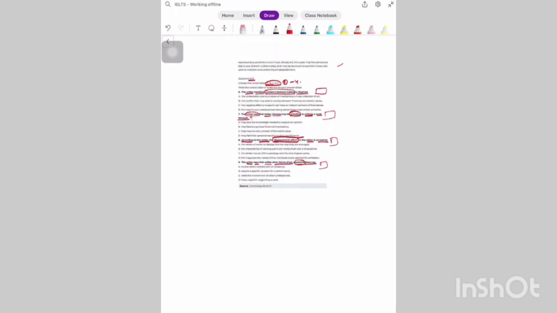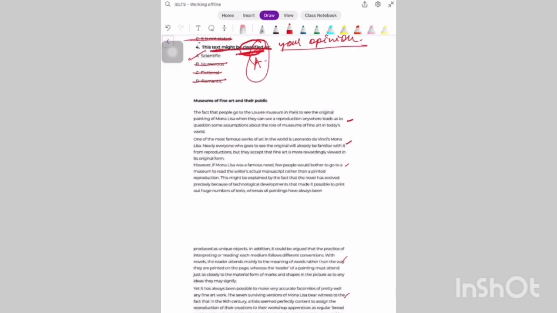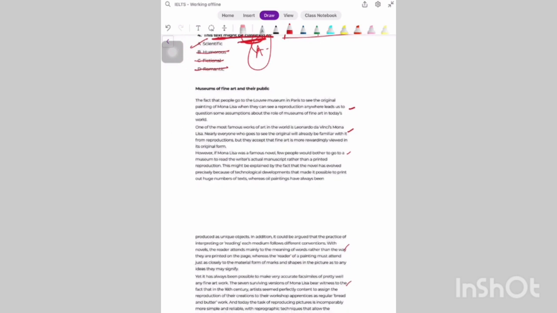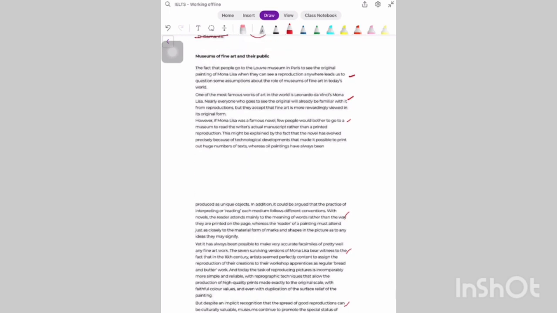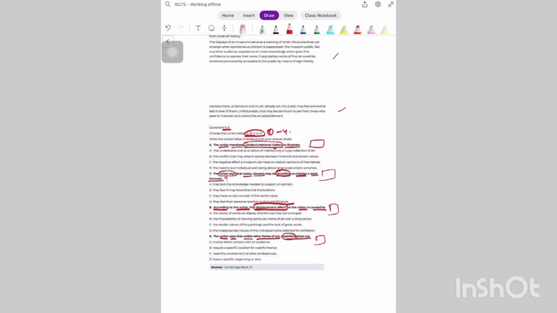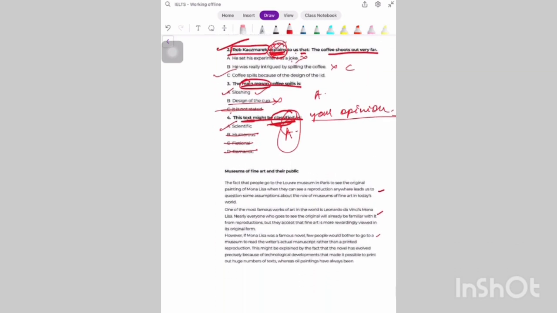So I'm looking at the phrase: the writer mentions London's National Gallery to illustrate. Am I finding the words London's National Gallery anywhere here in the first few paragraphs? London National Gallery, because there are so many keywords. Let's look at the question once again. The writer mentions London's National Gallery to illustrate. Okay, so we need London National Gallery.